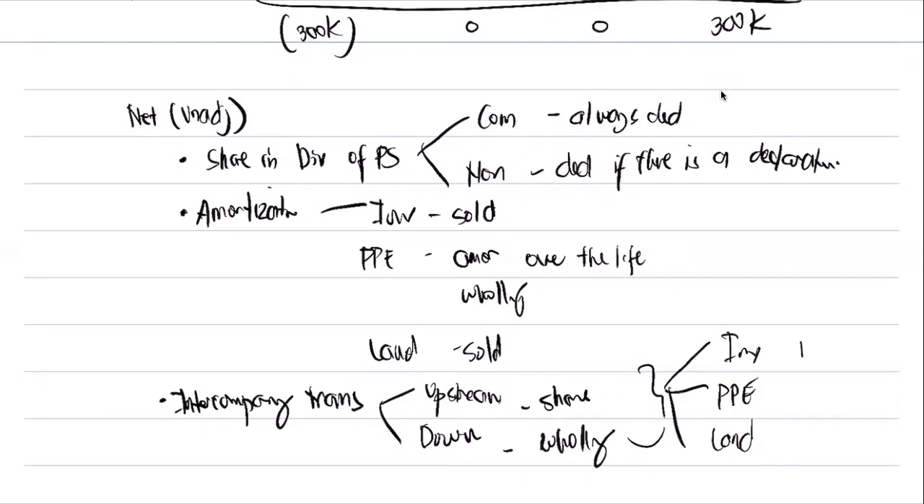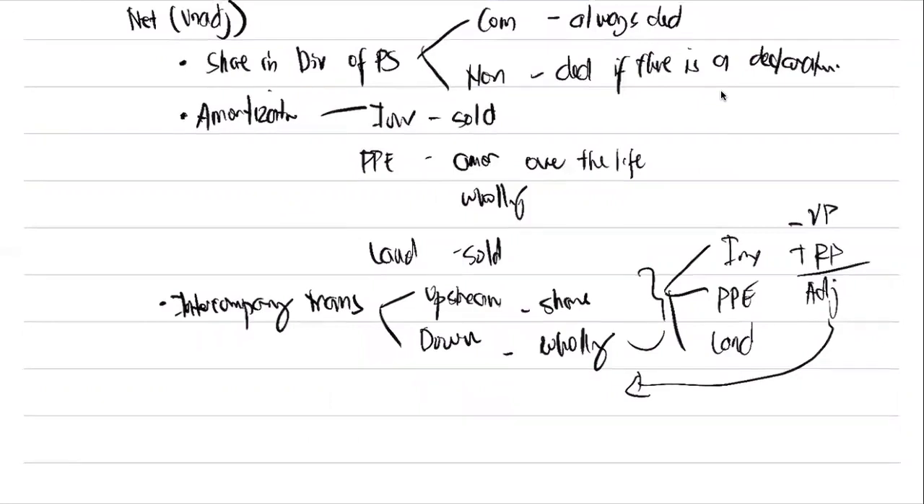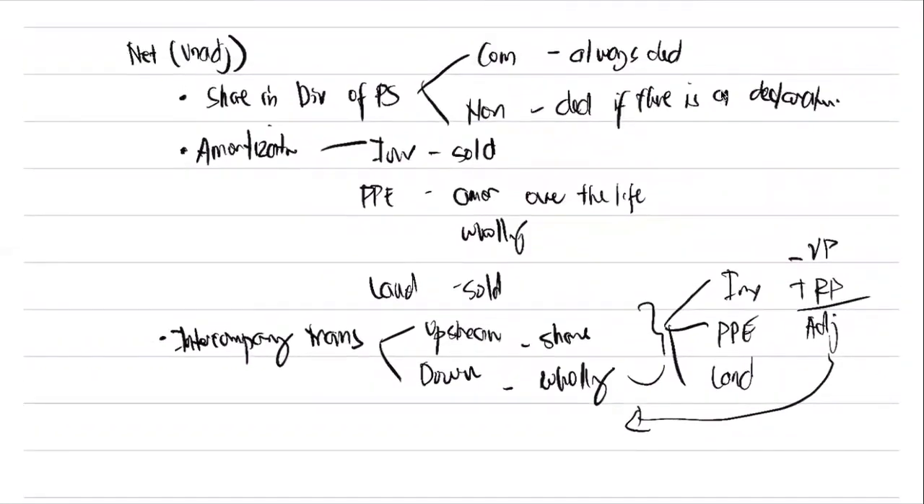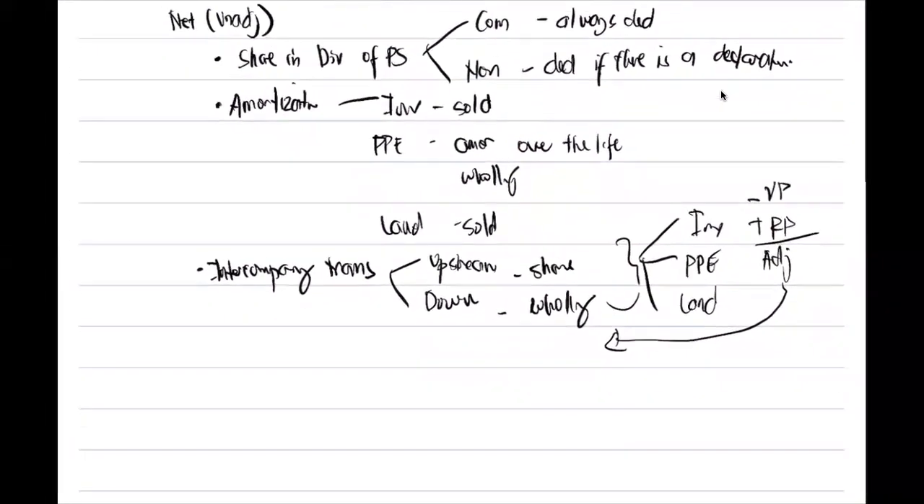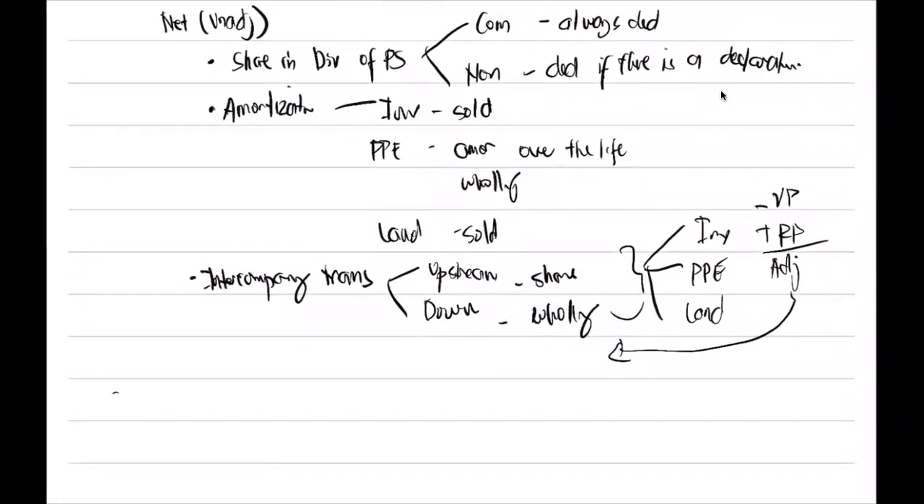What is the general formula? Less unrealized profit, less realized profit, and we have here your adjustment. And it's either share or wholly. Okay, so those are the items that you need to look into for your net income. So again, how do we get your share in income? Share in income is equal to your adjusted income multiplied by your share or your percentage.